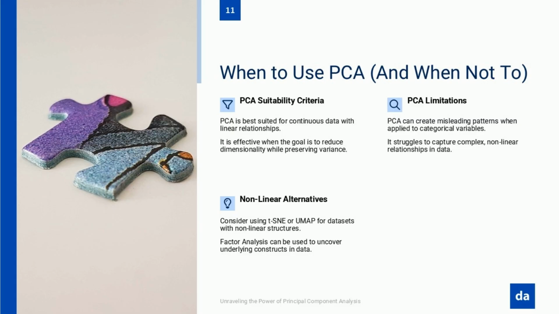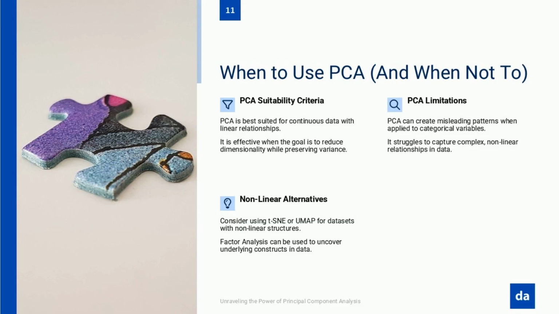Autoencoders represent yet another powerful alternative, particularly for complex data sets with non-linear relationships. These neural network-based approaches learn a compressed representation of the data by encoding it into a lower dimensional space and then reconstructing it. Their ability to capture complex patterns makes them particularly effective for image and text data where linear methods fall short. So how do you choose?